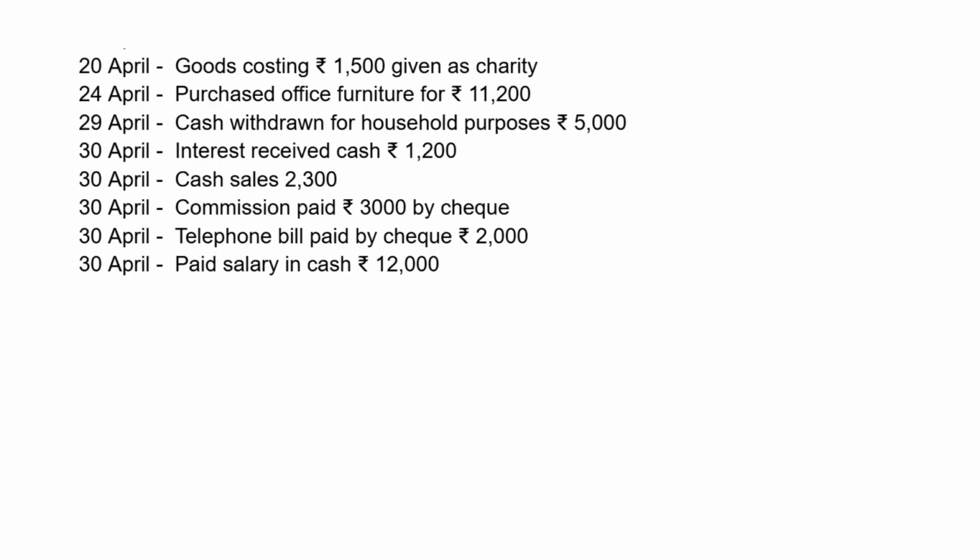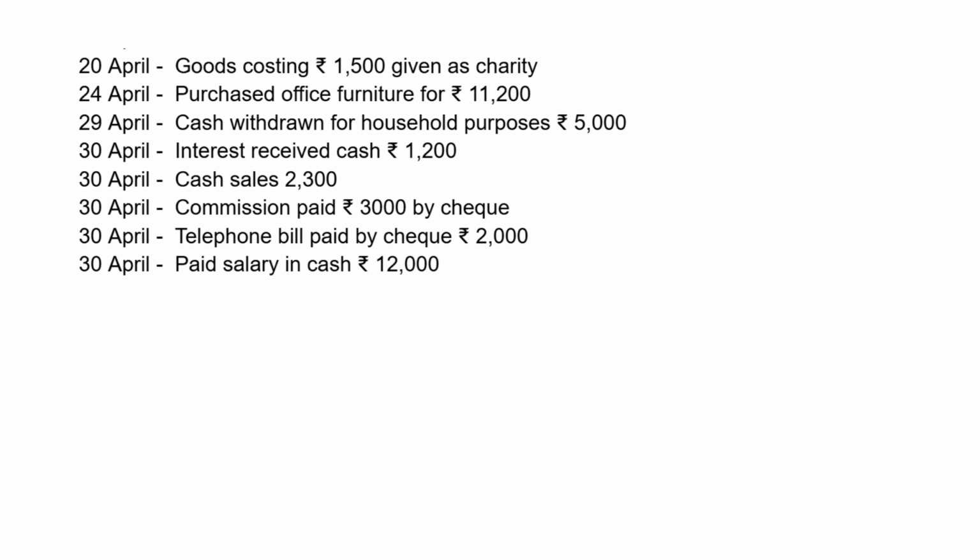Next, 20th April, goods given as charity 1,500. You gave goods free of cost for charity. That means these goods are no longer available for sale, so your purchases are reduced. Here the two accounts affected are charity account and purchase account.